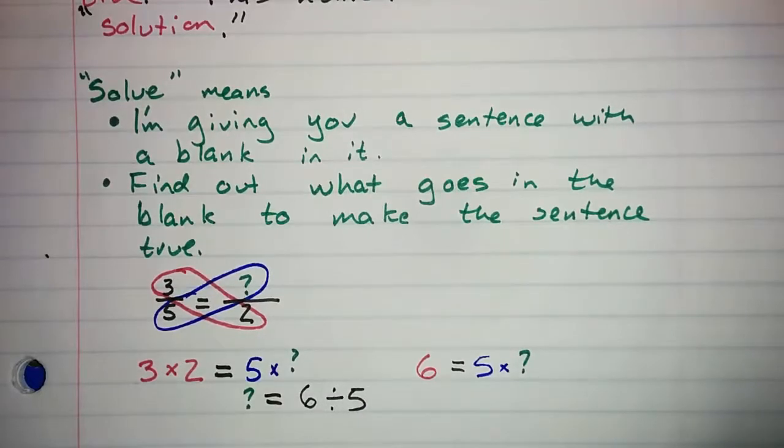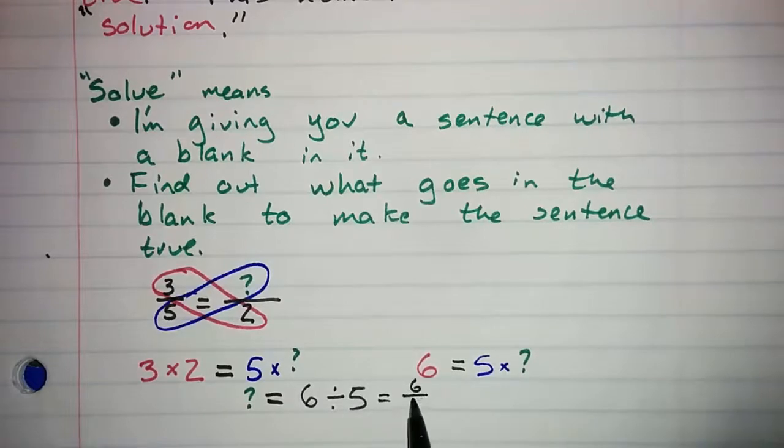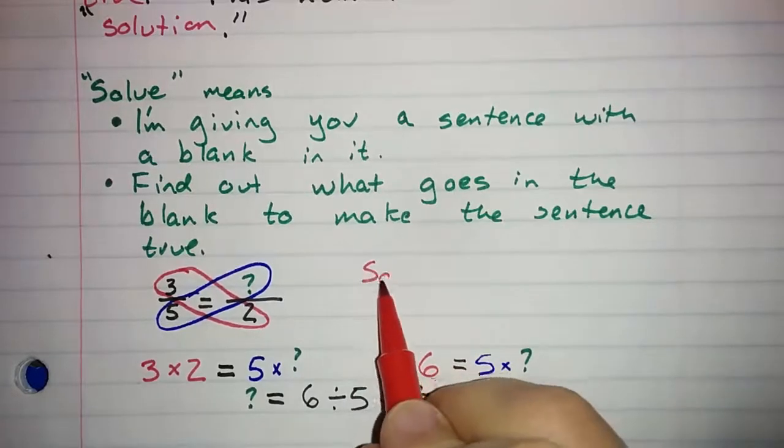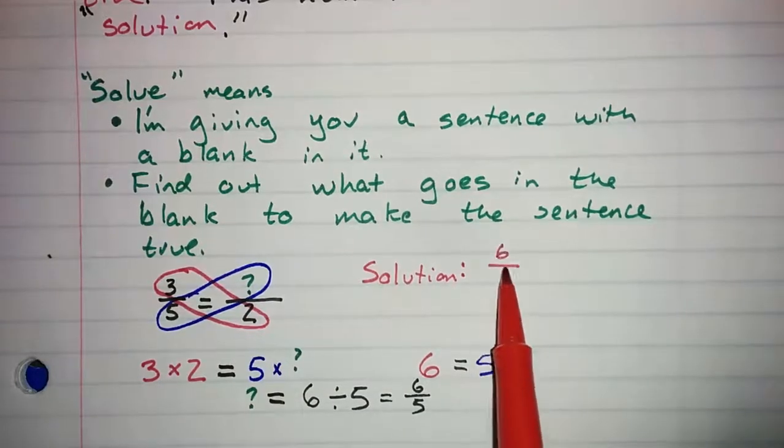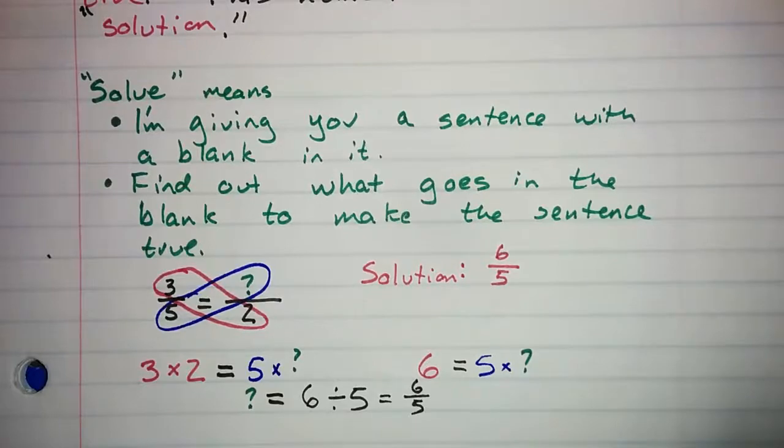What's 6 divided by 5? Well, it's 6/5. And there's not really much more I can do with it than that. I could write that as a mixed number if I was super duper into that, but I don't have to. So the solution, the number that goes in the blank in order to make the proportion true, is 6/5.